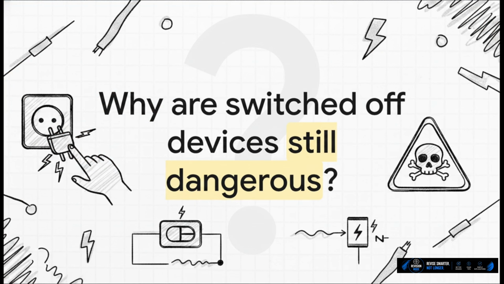Let's tackle a classic high-level physics trap. Why can a device plugged into the mains still deliver a fatal shock, even if the switch is totally in the off position? You'd naturally think flipping a switch to off makes an appliance perfectly safe to open up or tinker with, right? Nope. That's a super dangerous misconception, and examiners absolutely love to test you on it.